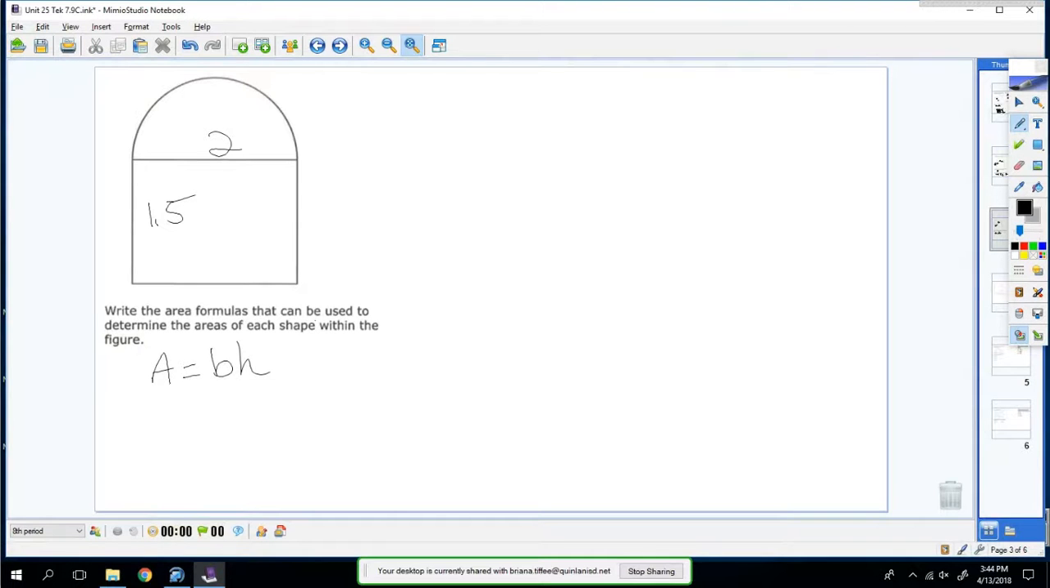So, let's do the rectangle first. The rectangle is just base times height. So you're going to do 1.5 times 2, which is 3. So the area of the rectangle is 3 inches squared.